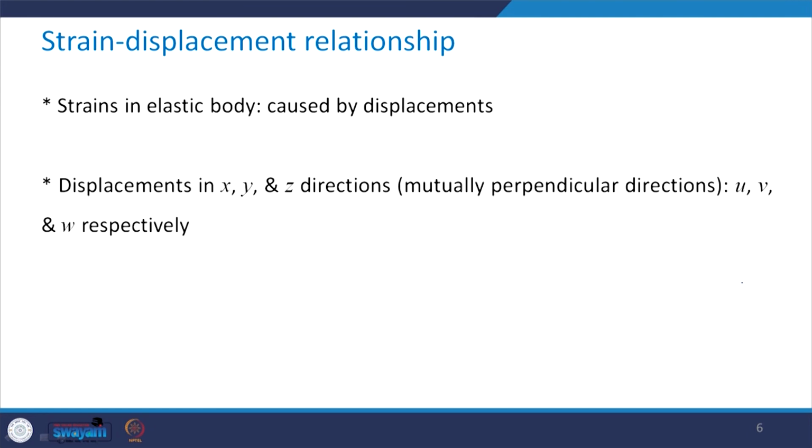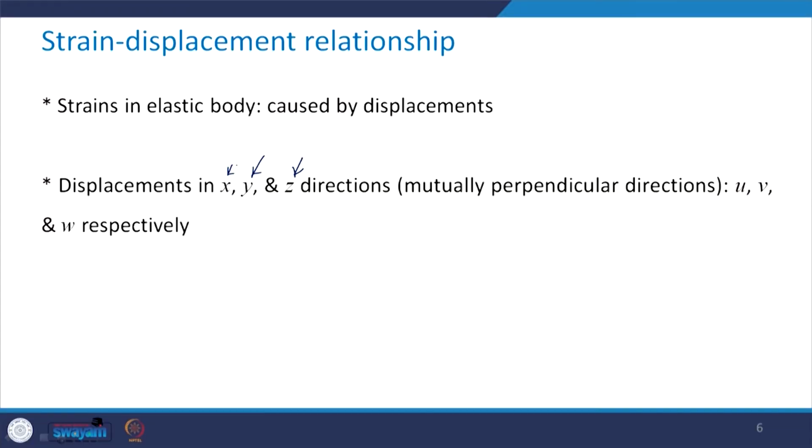So, the strains in the elastic body are caused by the displacement. So, there should be a relationship between strain and displacement, and we should be aware of that. Let us say that displacements in x, y and z directions are respectively u, v and w. These three directions x, y, z are mutually perpendicular to each other. So, let us say this is your x, this is y and this is going to be z. In x direction the deformation is u, y direction it is v and z direction it is small w.